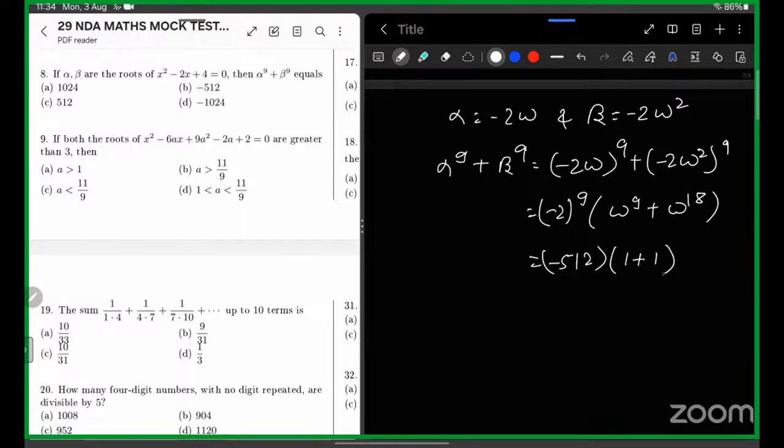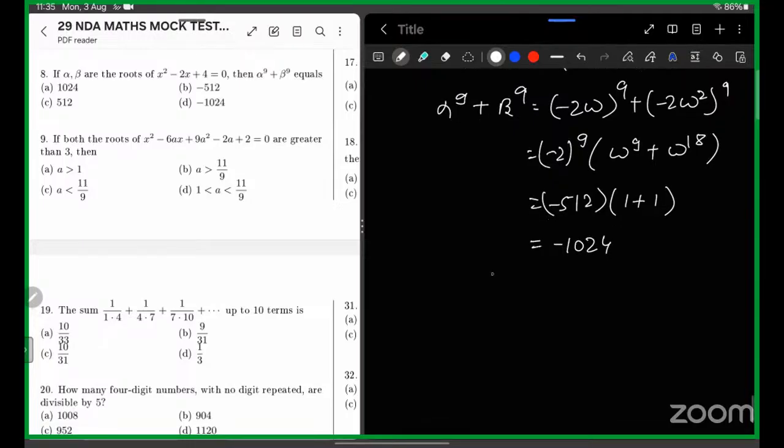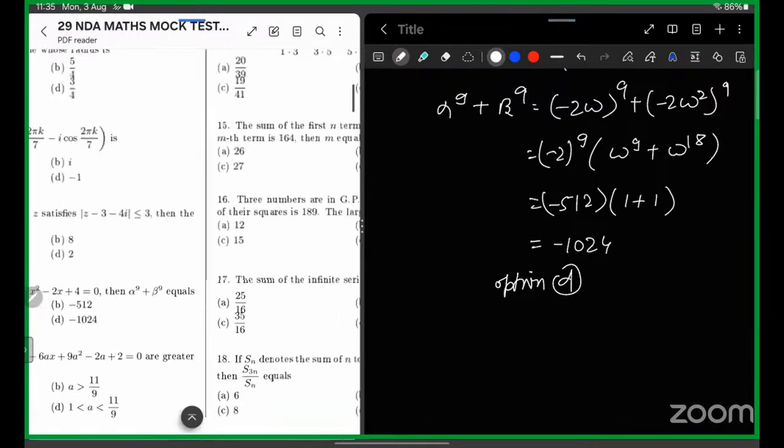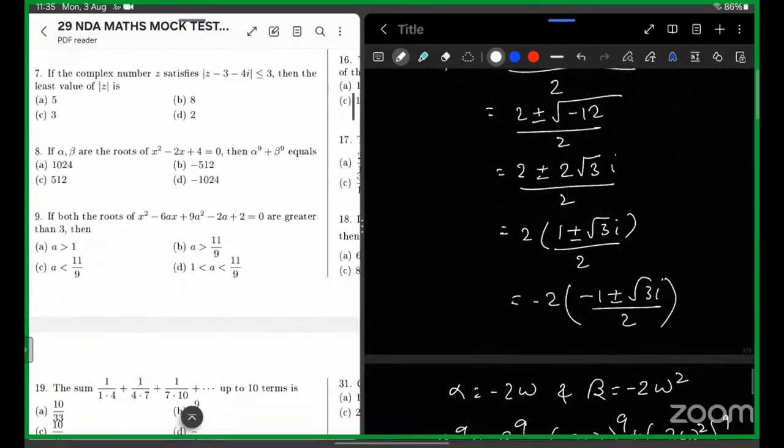Omega power 18 is also equal to 1 only. Okay. So this is equal to 2 into 512, which is minus 1024 then. Okay. Where is the option? Option number D you can take. Option D. Okay. Next. Question number, this was 8, right? Okay. Now question number 9.